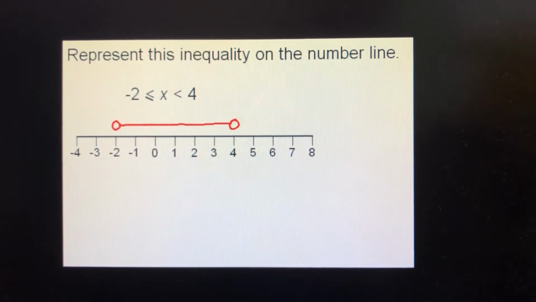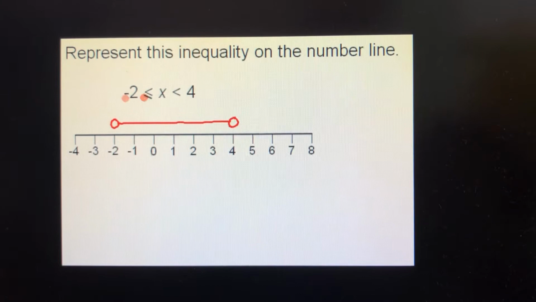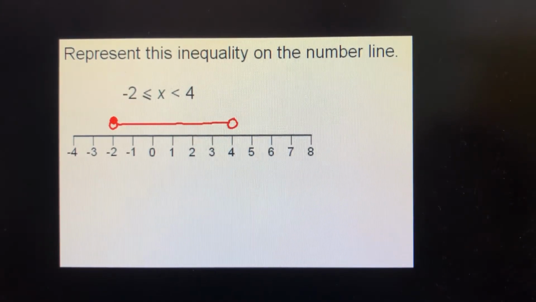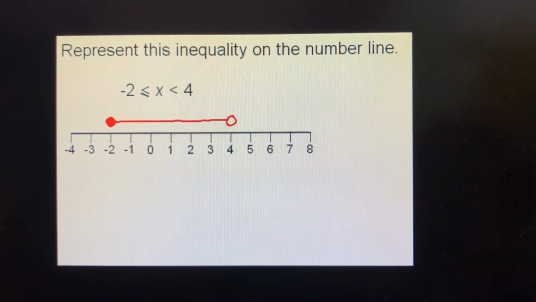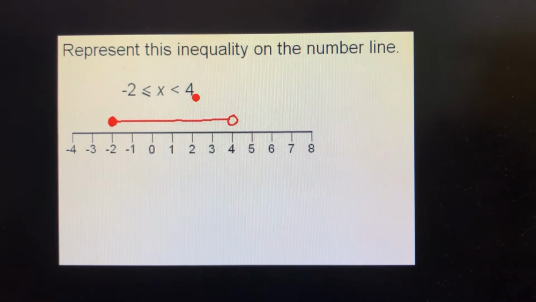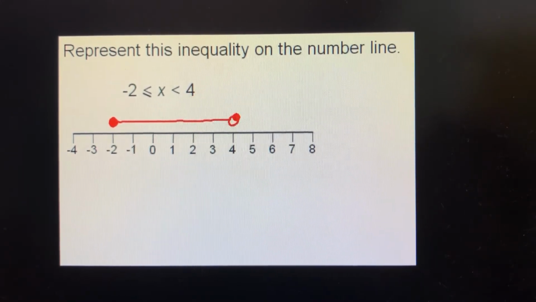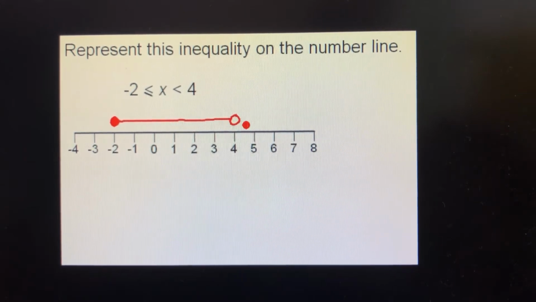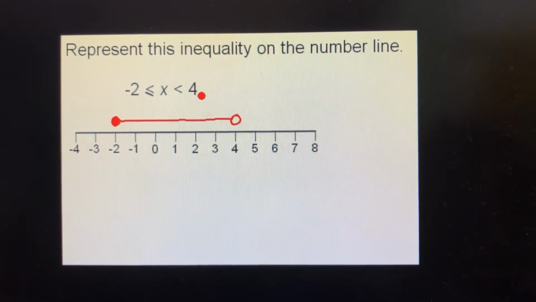Now this means that x can be equal to -2, and the convention is that we show this by colouring in the circle. This symbol means that x is strictly less than 4, so x can't be equal to 4, and we leave the circle uncoloured. This represents this inequality on the number line.